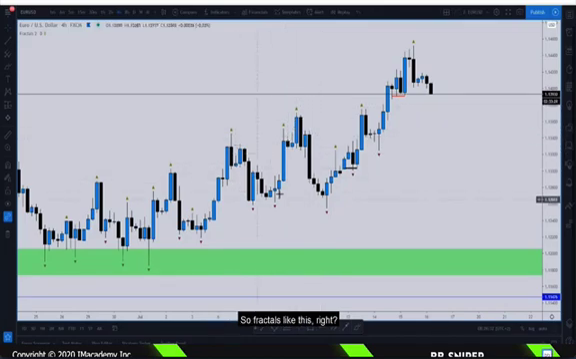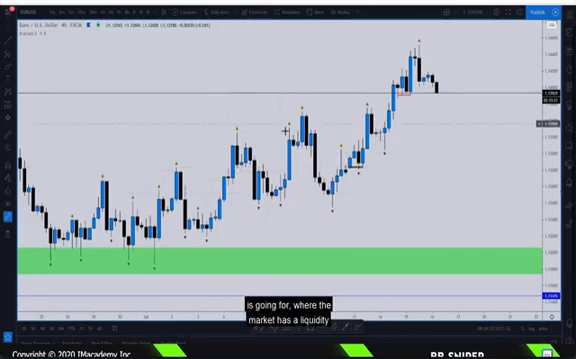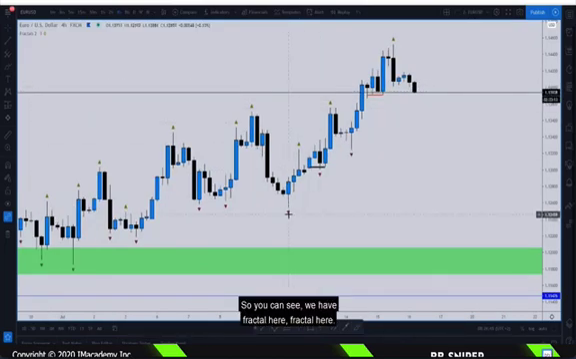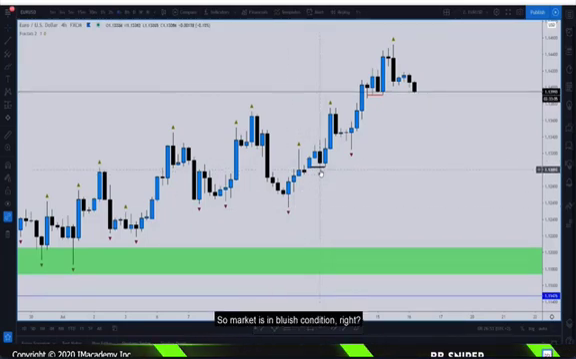So fractals like this could also be giving you the sense of where the market is going, where the market has the liquidity, and what the market is actually doing, which kind of trend we are in, right? So you can see we have a fractal here, a fractal here. So we are respecting this fractal, right? We're creating a new higher one. So the market is in a bullish condition, right?